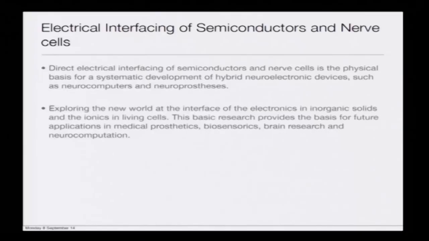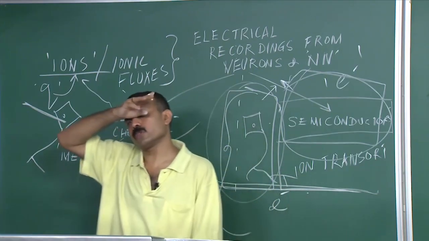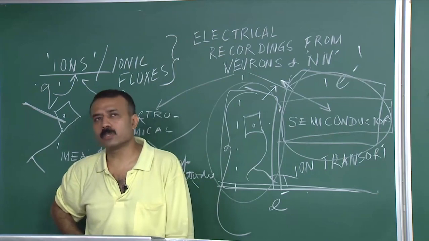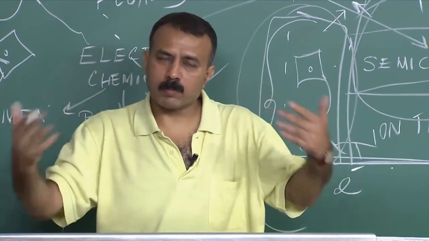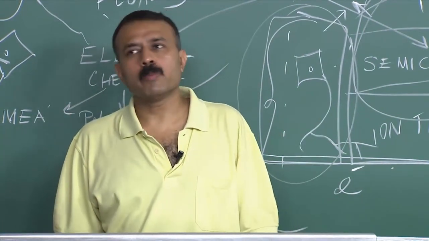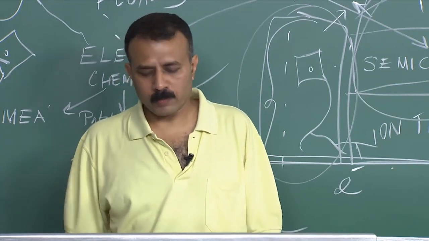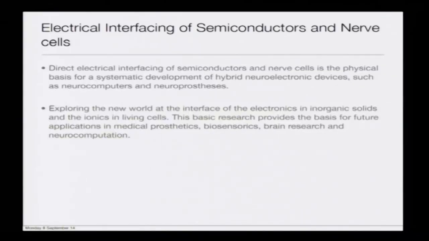So, coming back to the slide, the basic research provides the basis for future applications in medical prosthesis, biosensors, brain research and neuronal computation. Someday, the kind of algorithms followed by the neurons in their computational ability, which you must have observed while we were discussing learning and memory, could be utilized for developing better electronic systems, memory storage devices, and so on. That is why I wanted to close this segment on animal electricity with this interfacing part, where a lot of research is going on all over the world.